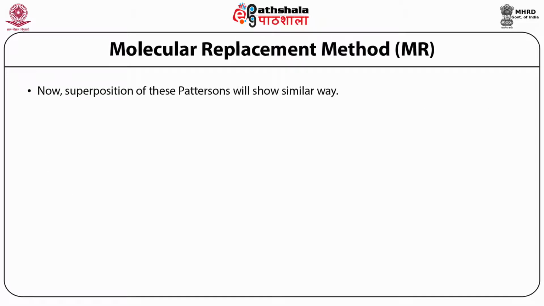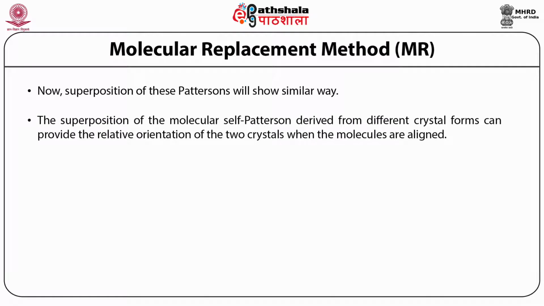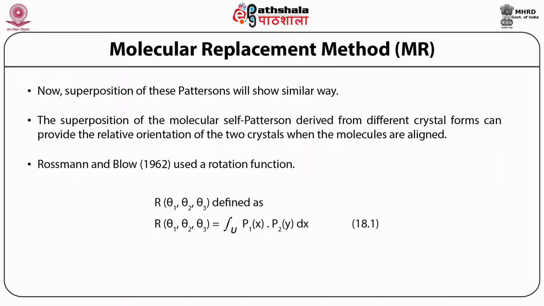Now, the superposition of these Pattersons will show similarity. The superposition of the molecular self-Patterson derived from different crystal forms can provide the relative orientation of the two crystals when the molecules are aligned. Rossmann and Blow in the year 1962 used a rotation function R of theta 1, theta 2, theta 3 defined as R of theta 1, theta 2, theta 3 equals integral over U of P1 of x times P2 of y times dx. This is equation 18.1.